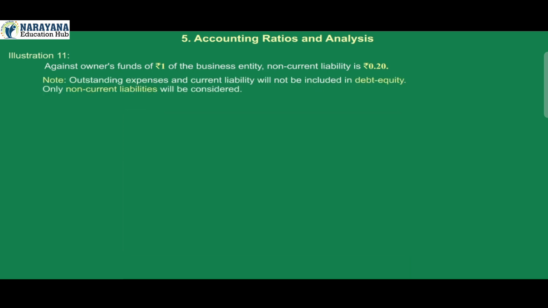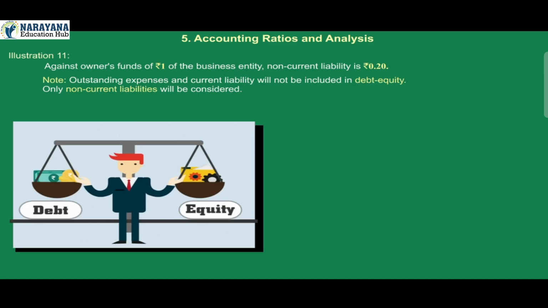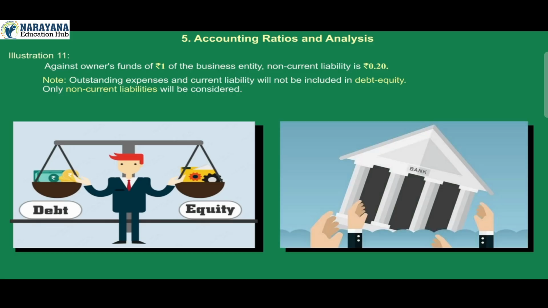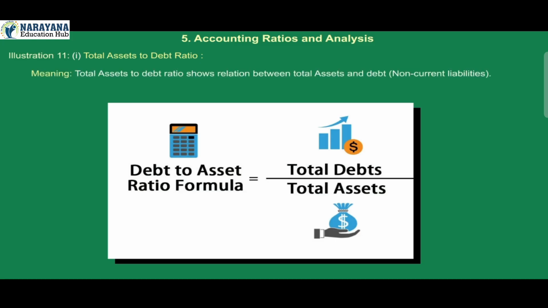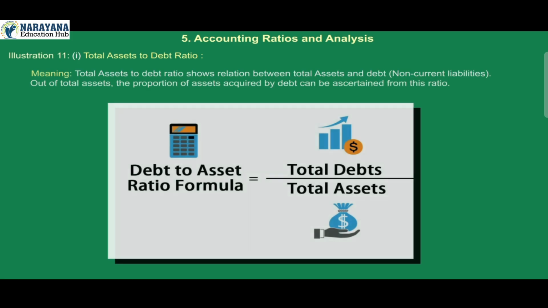Note, outstanding expenses and current liability will not be included in debt equity. Only non-current liabilities will be considered. 2. Total assets to debt ratio. Meaning: total assets to debt ratio shows the relation between total assets and debt, that is non-current liabilities. Out of total assets, the proportion of assets acquired by debt can be ascertained from this ratio.